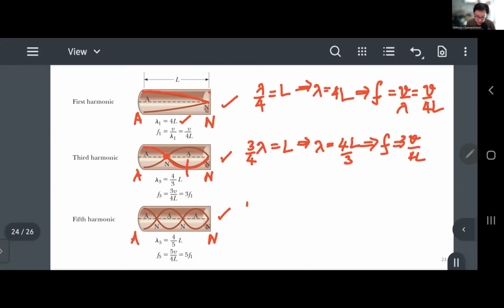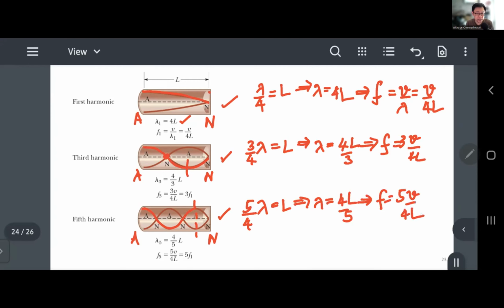You can guess. This one is going to be 5/4 lambda, right? Because you have one complete loop and a quarter right there. So it's going to be 5/4 lambda equal to the length of the tube. So lambda is 4L over 5, and the frequency is going to be 5v over 4L.